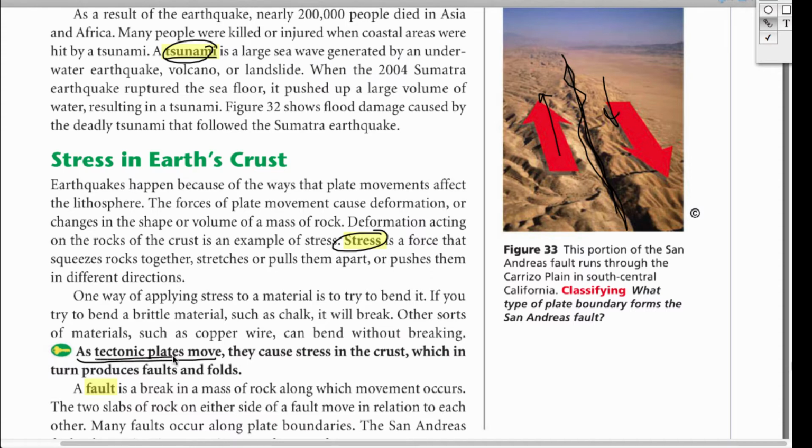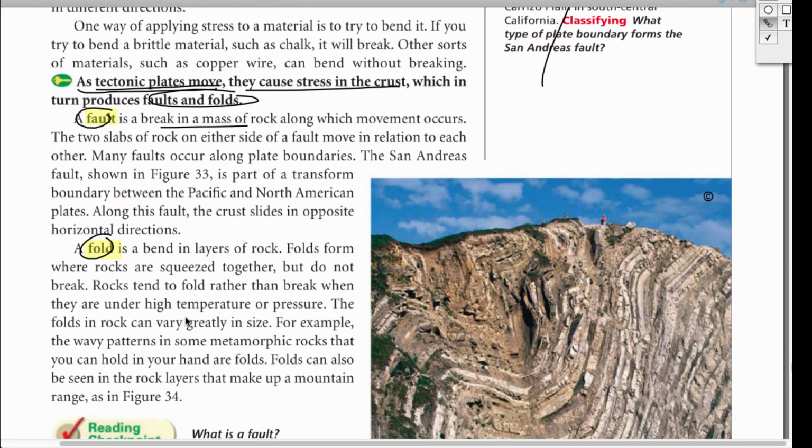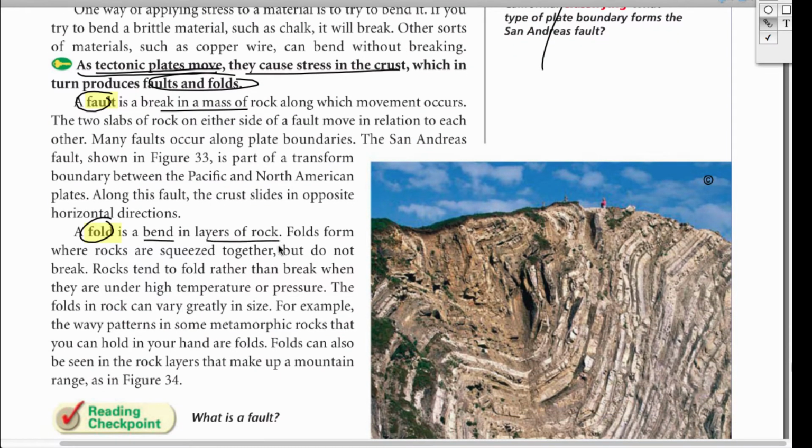So tectonic plates move, they cause stress in the crust, and that turns into faults and folds, as you can see here. A fault is a break in the mass of rock along which movement occurs. A fold is kind of the same idea. It's just a bend in the layers of rock, again because of the tremendous stress and pressure that occurs due to these plates colliding into each other.